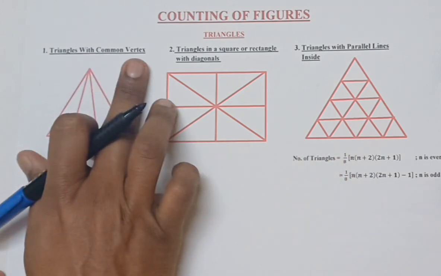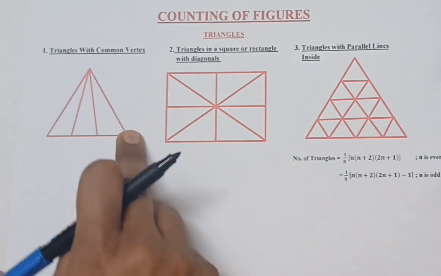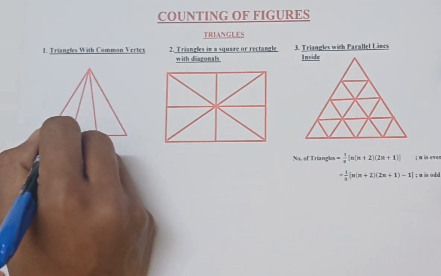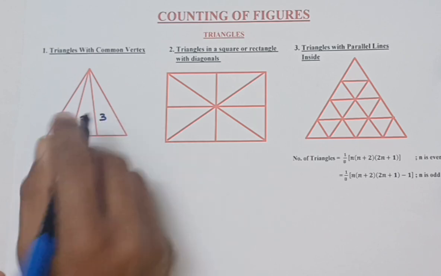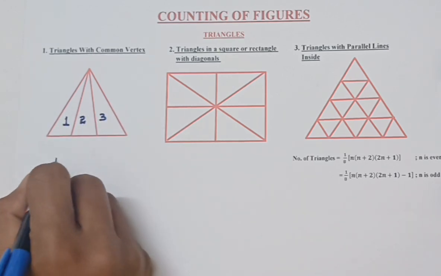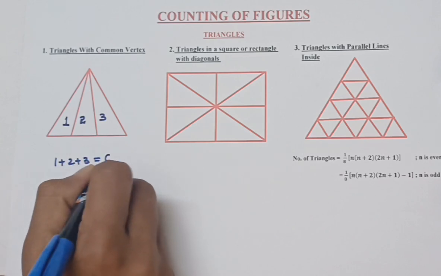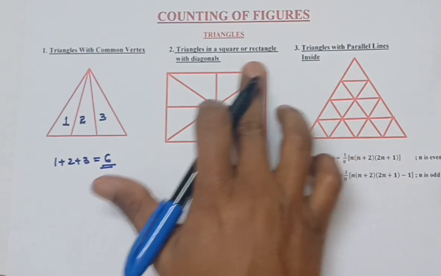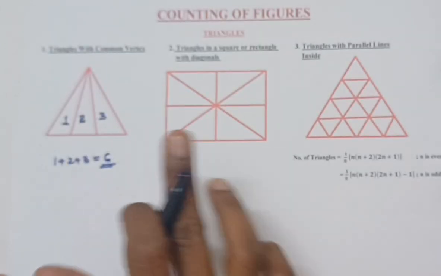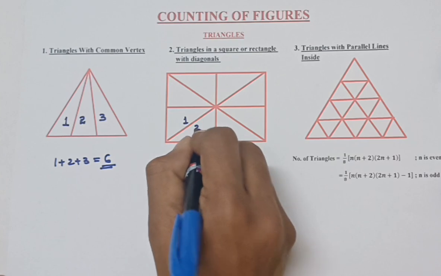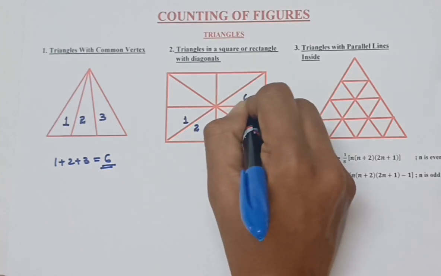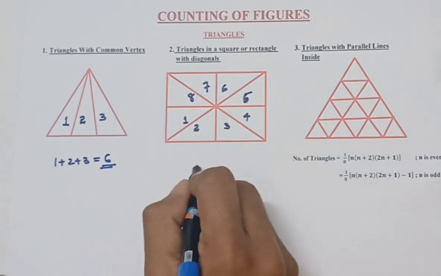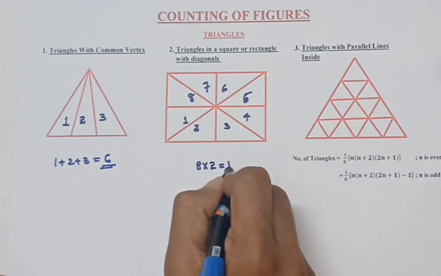First is triangles with a common vertex. All these triangles have a common vertex. So in order to find the total number of triangles in this case, we number the triangles from one side and just add these numbers. 1 plus 2 plus 3, 6 will be the answer. In the second type of problems, squares or rectangles having diagonals. In this case, start numbering the triangles and multiply the final number by 2. That will be the answer.